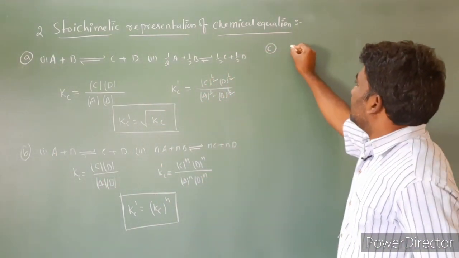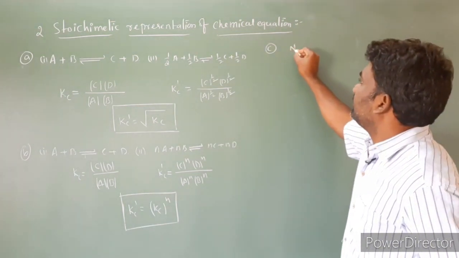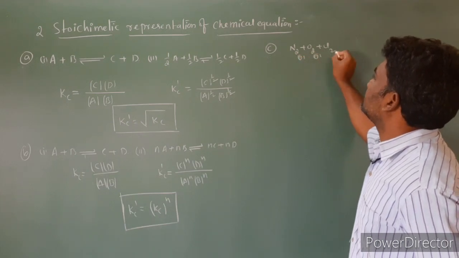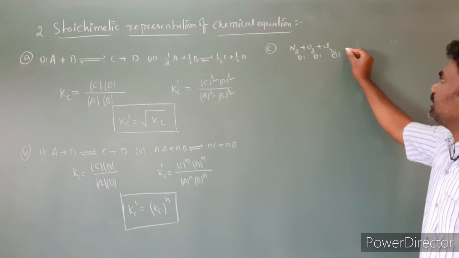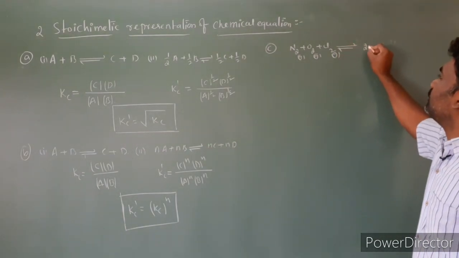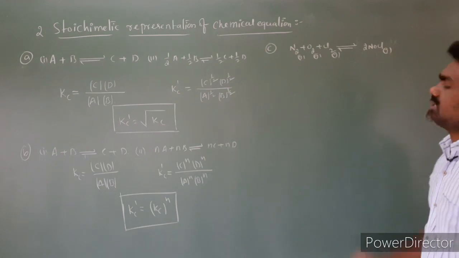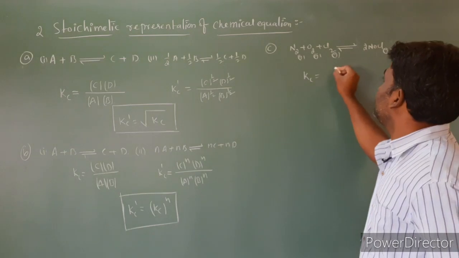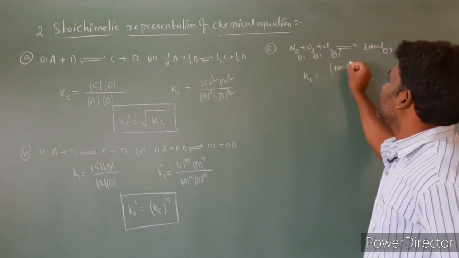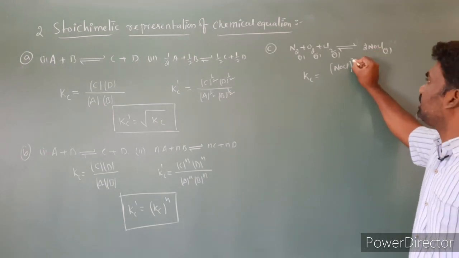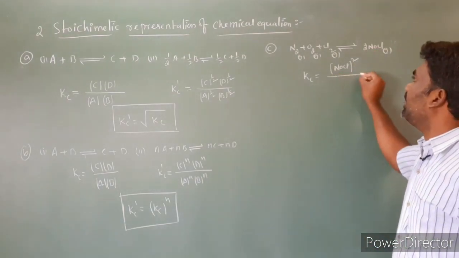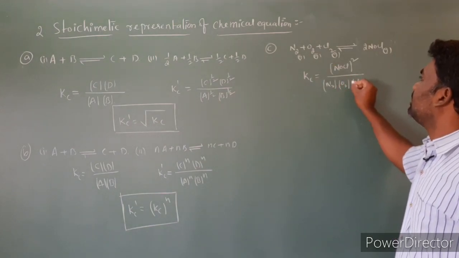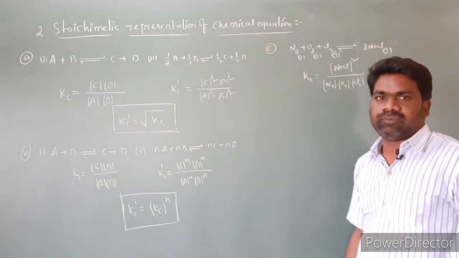For this case, I am considering the following reaction: N2 plus O2 plus Cl2, all are gases, gives rise to 2NOCl, which is also a gas. For this case, we have to write the equilibrium constant. Kc is equal to NOCl concentration power, the stoichiometric coefficient, how much is there? 2. So concentration power 2 divided by N2 concentration, O2 concentration and Cl2 concentration. So this is the Kc for this equation.